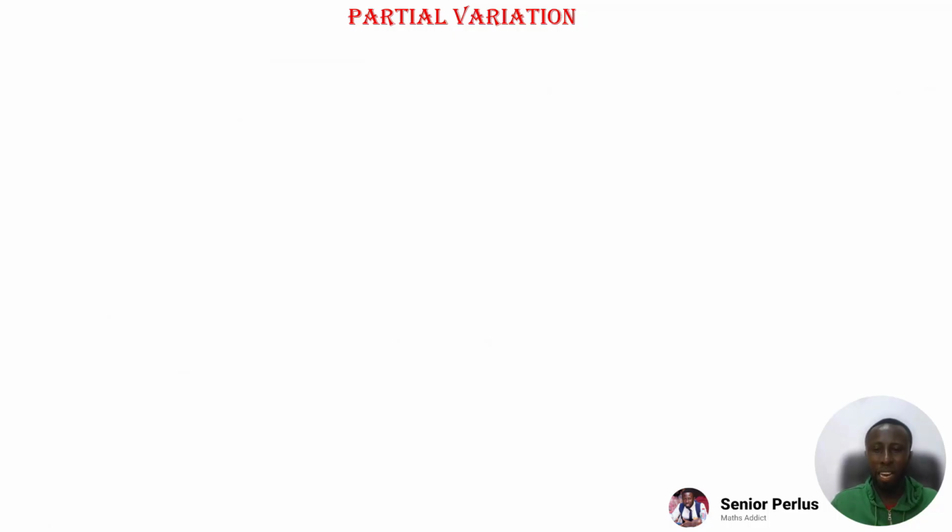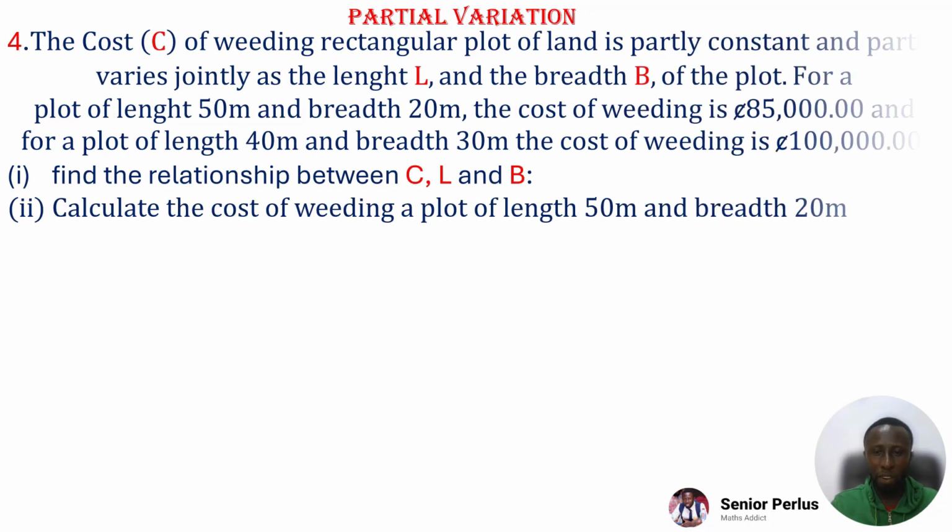Here's our last example under the partial variation. The cost of reading a rectangular plot of land is partly constant and partly varies jointly as the length and the breadth of the plot. So let's deduce the mathematical expression here.